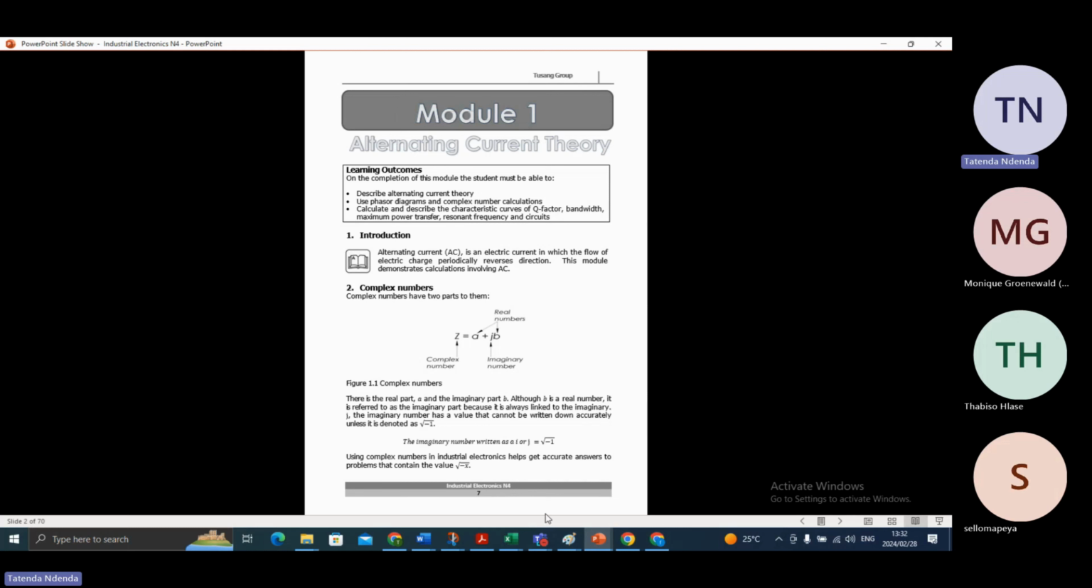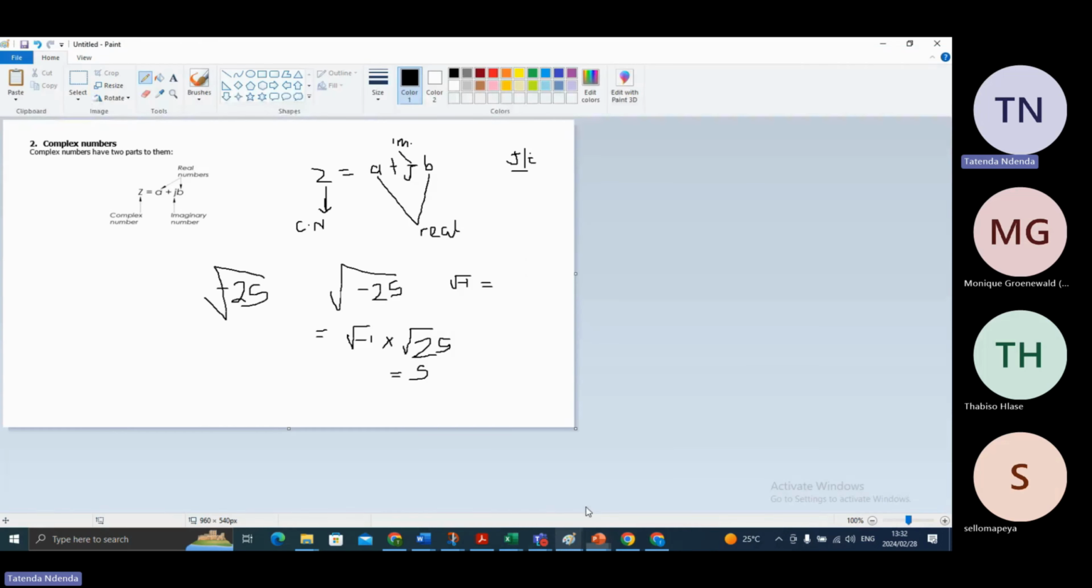root of -1. So now that's when we are saying if you are having √-1 like this, our answer is J. Or sometimes you can write it as I. So at the end of the day, if you're having √-25, your answer here is supposed to be 5J like this. Are we together there? Are we together? Yes, we're together, sir.